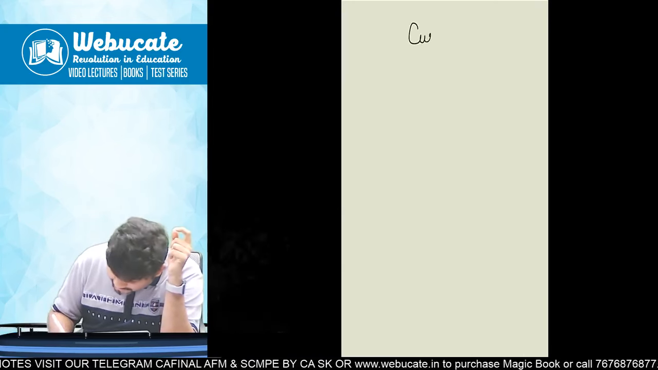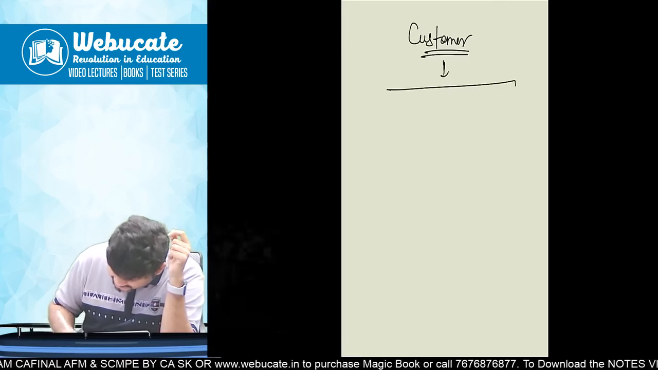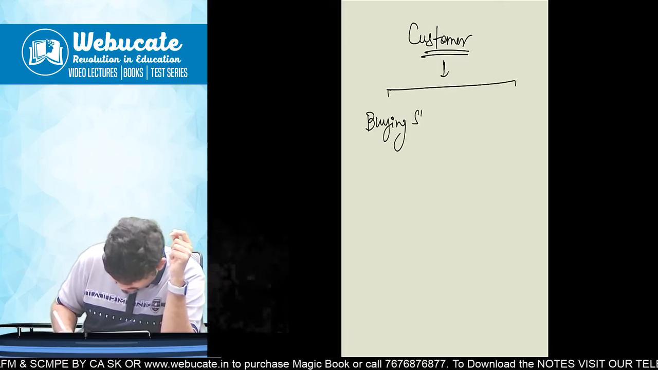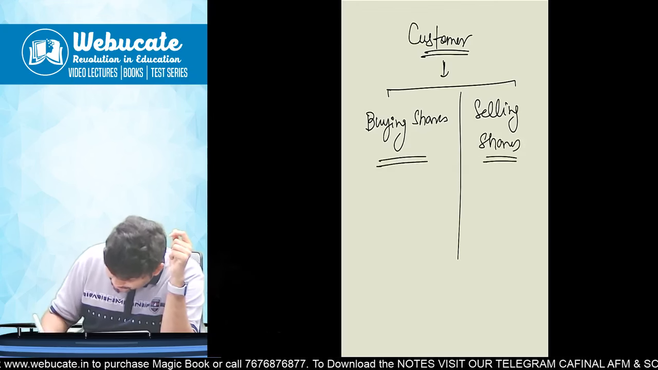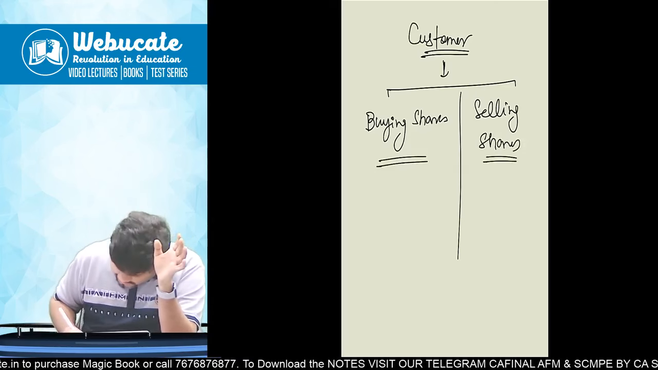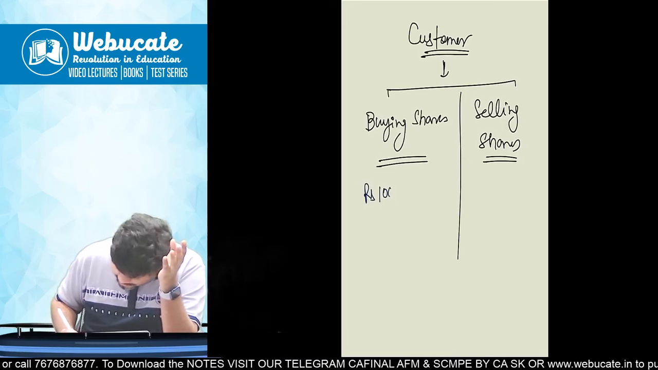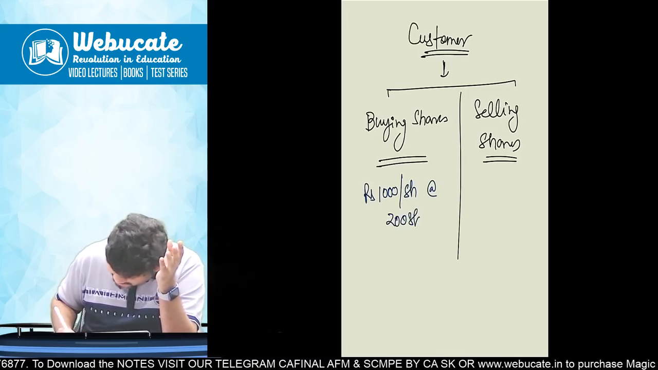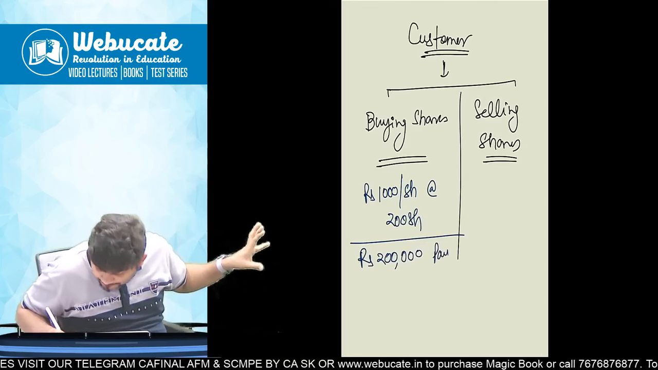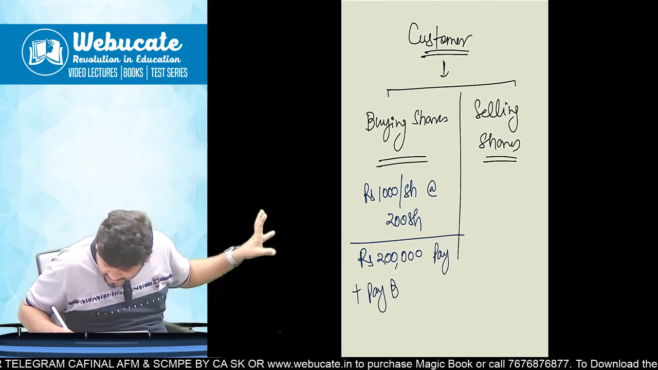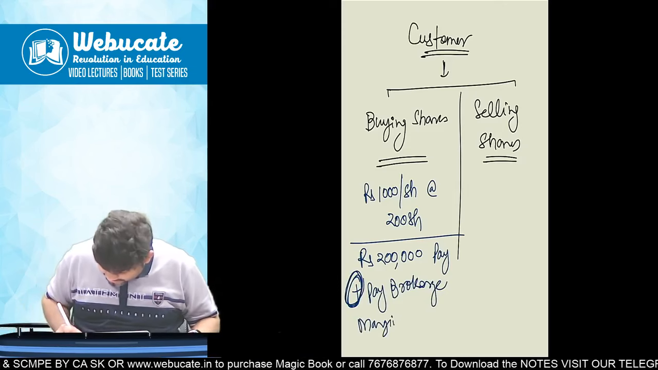Suppose you are the customer, and as a customer, you are buying shares. There can be two situations. One, you are buying shares, and other, you are selling shares. Now, suppose you are buying shares, what is going to happen? Suppose you buy at rupees 1000 per share, 200 shares. So you will have to pay rupees 2 lakh. Now, when you are buying, you have to pay rupees 2 lakh plus pay brokerage. So margin is added.